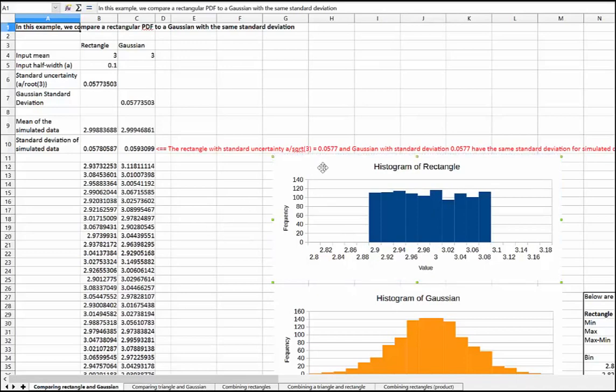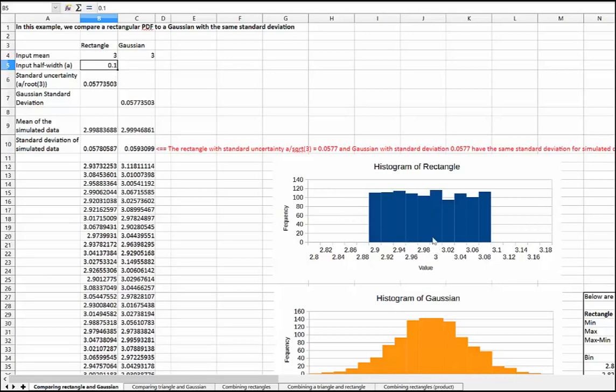Over here you see that I've got a histogram of what looks like a rectangular PDF. The area is not normalized to 1. It's a histogram with frequency down the side. Where this comes from is I made a bunch of data using Monte-Carlo simulation, but not using a Gaussian like we did in the past. Instead, I used something with an input mean of 3 and an input half width of 0.1.